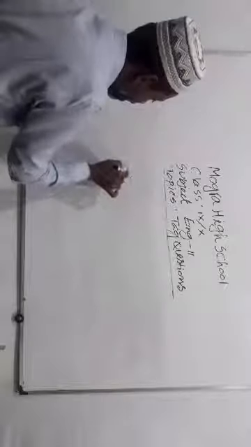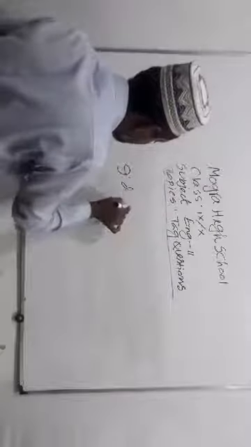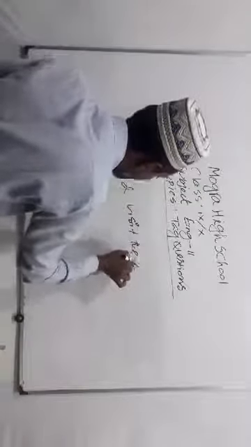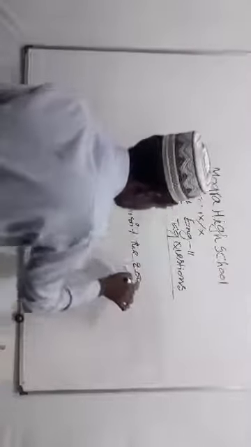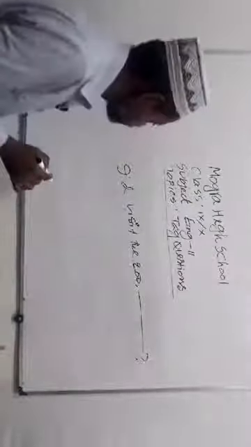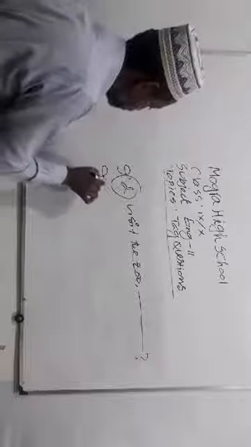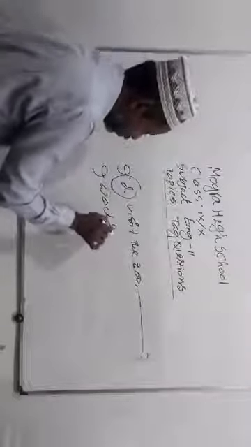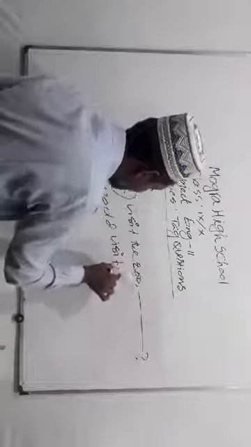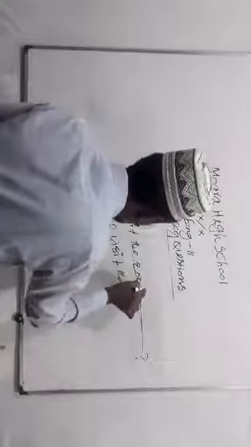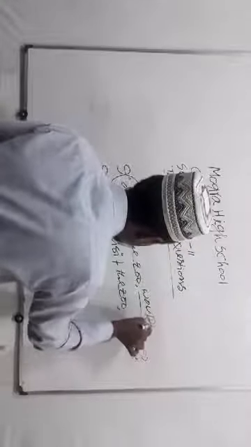For more examples, if you notice such an example, I'd visit the zoo. Here apostrophe d means I would visit the zoo. The answer will be I wouldn't I.